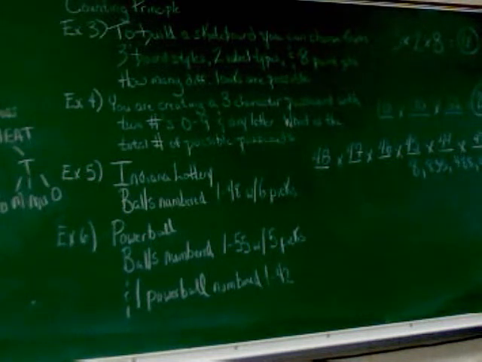Alright, Powerball. Now, Powerball chooses 6 numbers too. From there, they choose a white Powerball numbered 1 to 55 for the first 5 picks. Then for the last pick, they choose a red Powerball with the numbers 1 to 42.